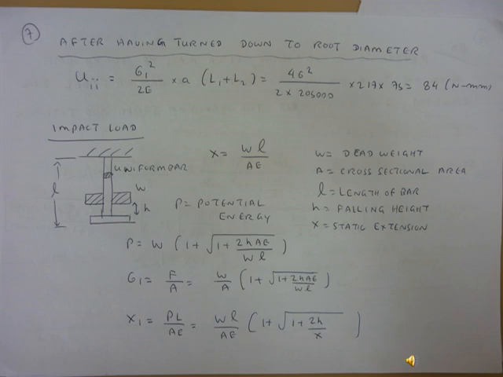So P can be calculated. P equals W multiplied by 1 plus the square root of 1 plus 2HAE divided by WL. G1 is F divided by A, so W by A multiplied by 1 plus the square root of 1 plus 2HAE divided by WL. H1 equals PL by AE, so WL by AE multiplied by 1 plus the square root of 1 plus 2H divided by X. So this is the way that we can calculate the stress and the static extension due to the impact load.